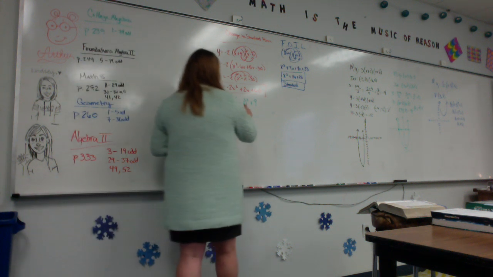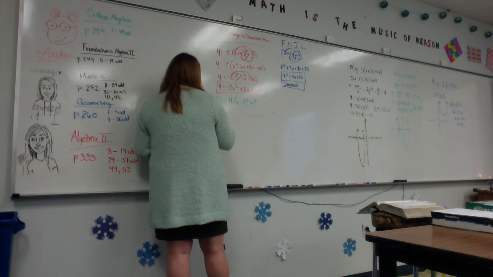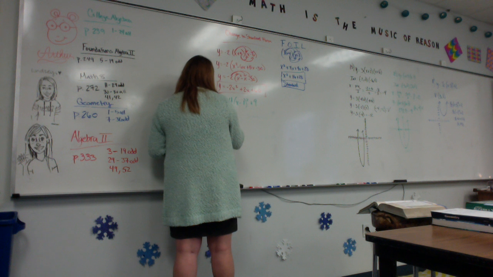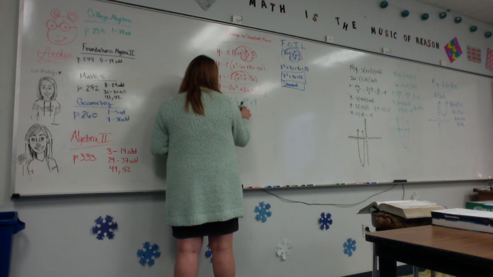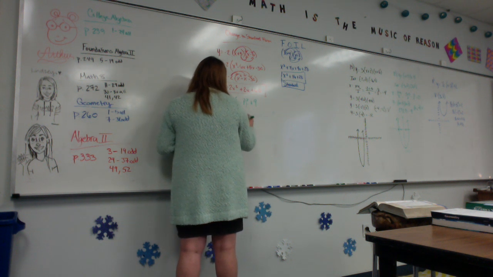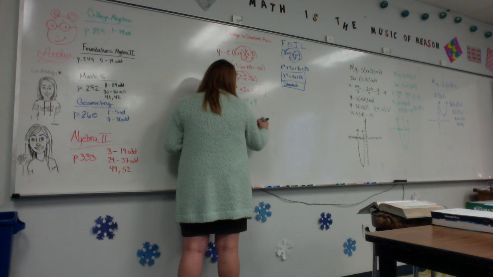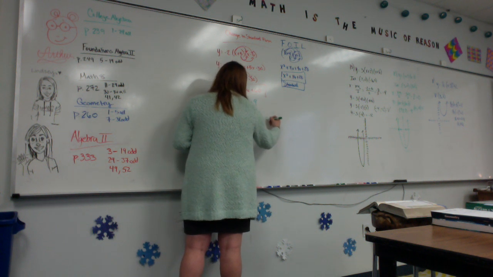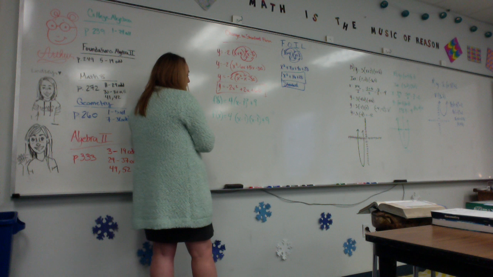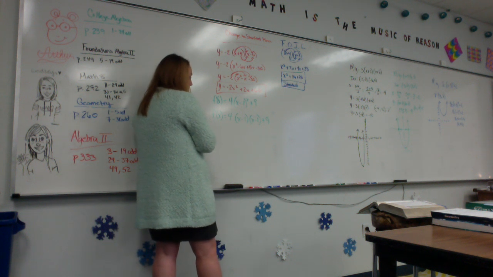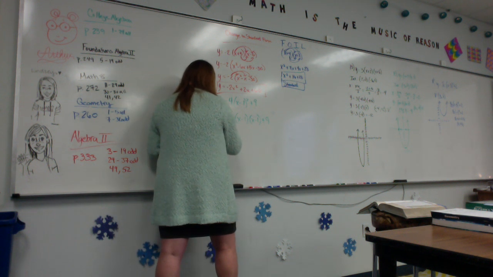What does this mean right here? Squared. So what does that mean? There are 2 of those x minus 1 factors. So I need to separate that first so that I can see it. Now I'm going to FOIL first.